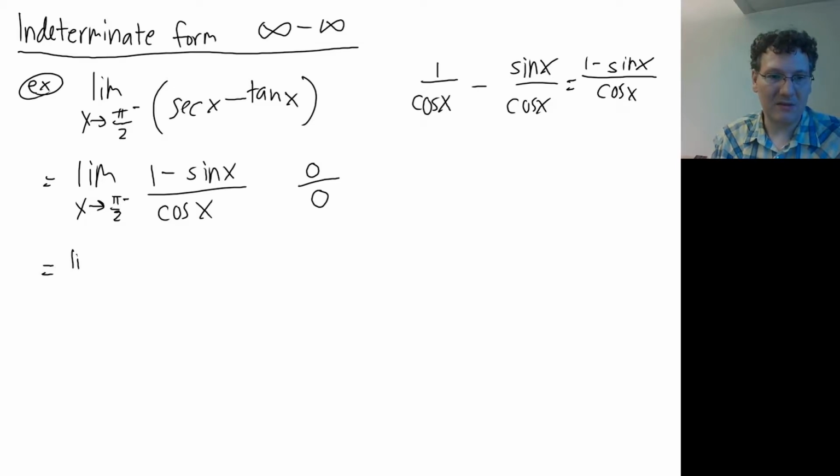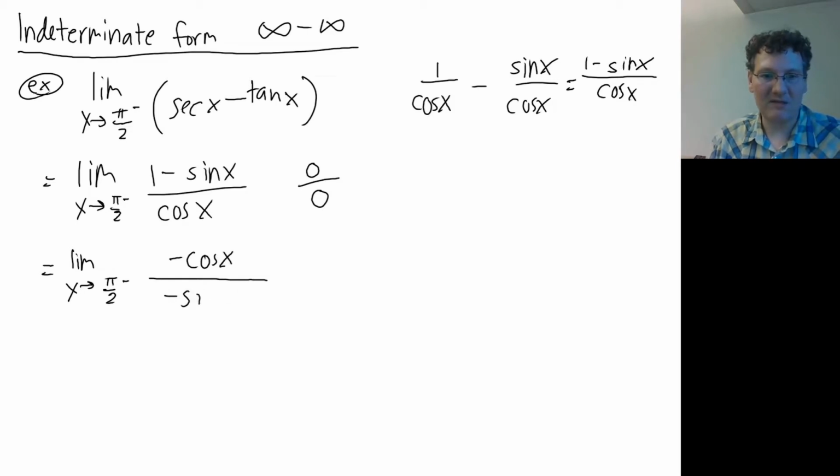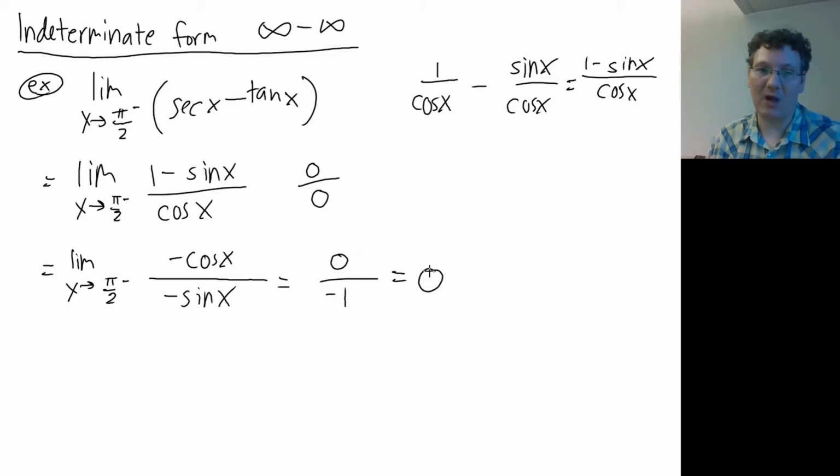So this is going to be the limit as x approaches pi over 2 from the left of the derivative of minus sine, which is minus cosine of x, and down below we have a minus sine of x. Now we can actually evaluate this because the numerator is going to 0 while the denominator is going to negative 1. This is 0. That's no problem at all.